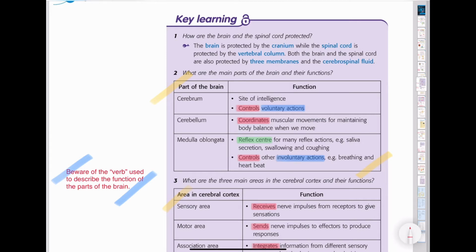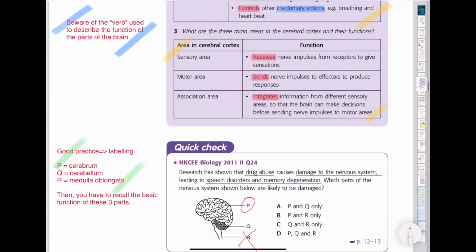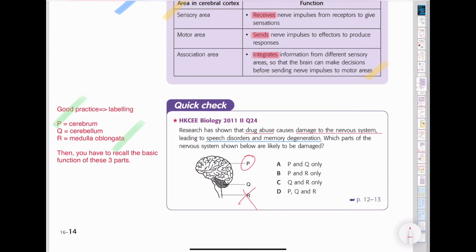So they need to coordinate very well in order to speak clearly. Otherwise, you may hear something like this. You cannot really clearly listen to what I'm saying. That's the problem of speech disorder. So for the answer, it must be P and Q, and answer A is correct.